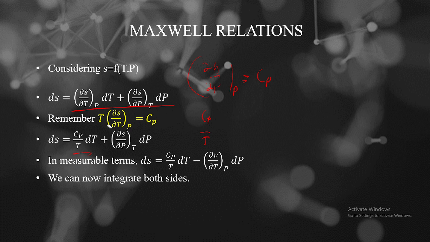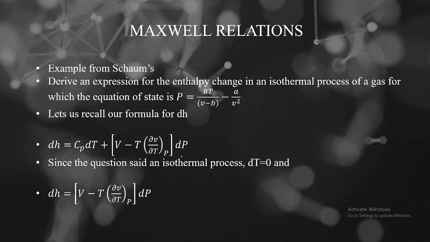And then once again, the del S here, we don't want it in there, so we can express the del S del P at constant T with a Maxwell relation to get the minus del V del T at constant P. Then if need be, we can integrate both sides, or we can just express the dT as T2 minus T1 and the dP as P2 minus P1. So we'll take an example from Schaum's.